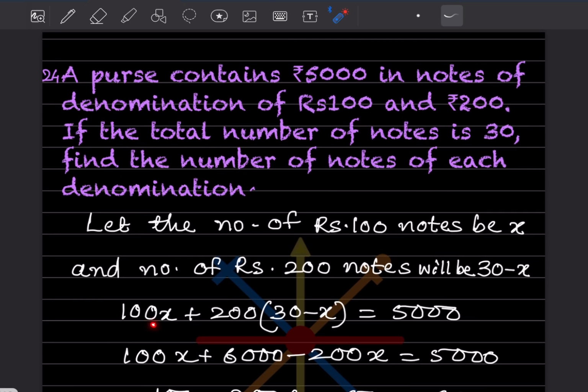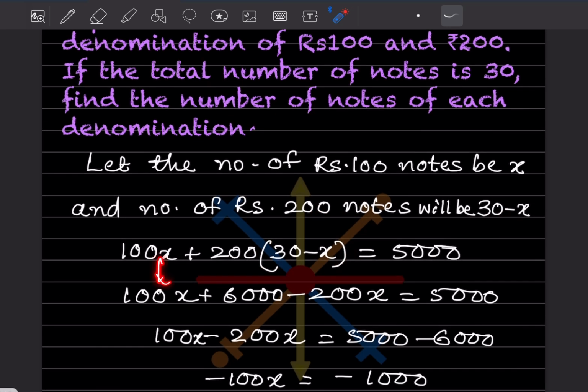So now here we have 100 notes. So that will be 100 into x. That will be 100x, because we want the total, which is given as 5,000. So 100x, and this will be 200 into 30 minus x. So we have to put a bracket, because there are two terms over here. 200 into 30 minus x is equal to the total, 5,000.